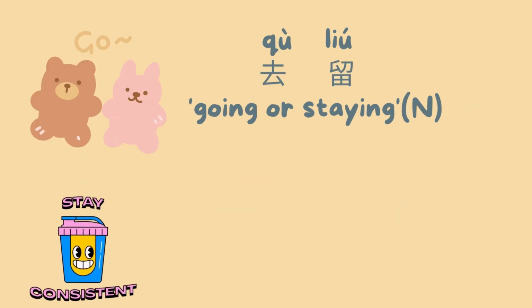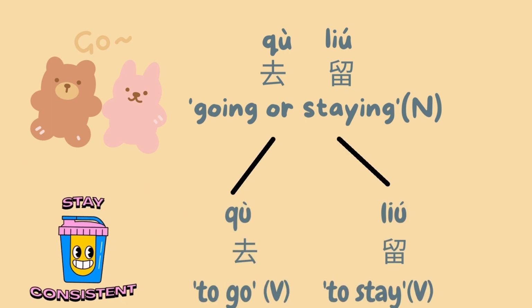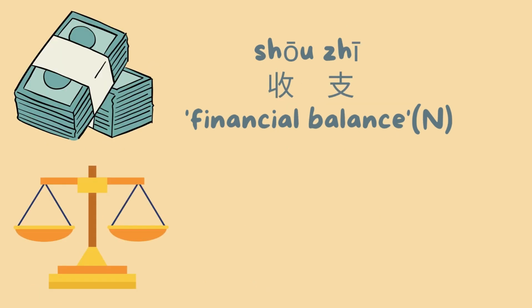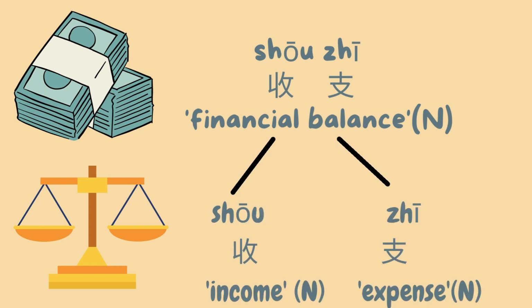The next example is 去留, going or staying, a noun. The constituent characters 去, to go, a verb, and 留, to stay, a verb, are antonymous. The meaning of the words they form is the combination of the two characters that make it up. Going or staying, a noun.